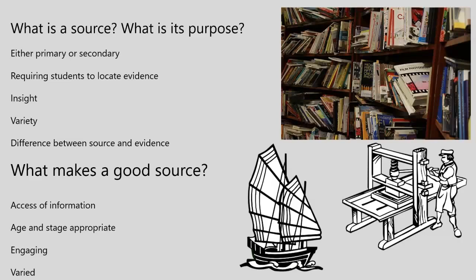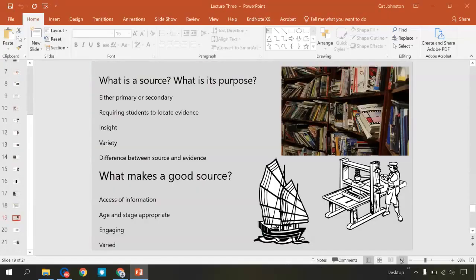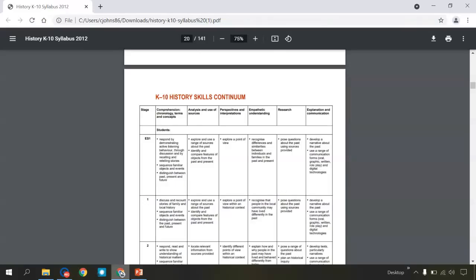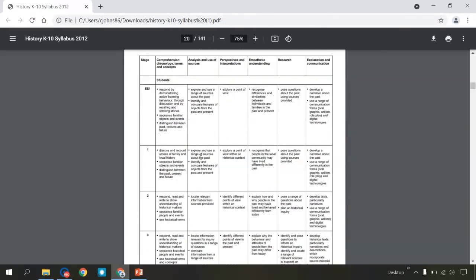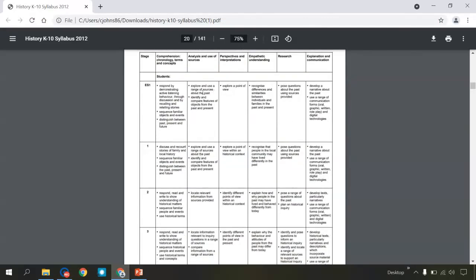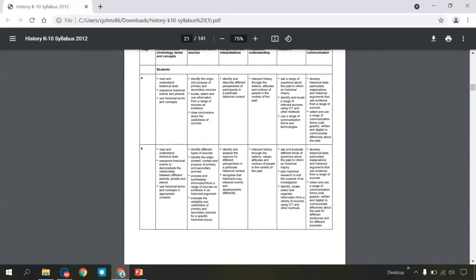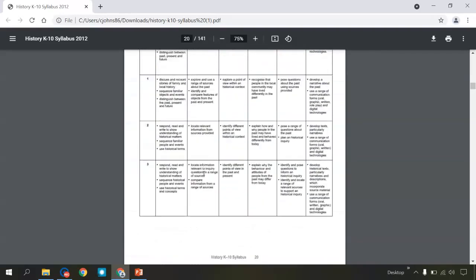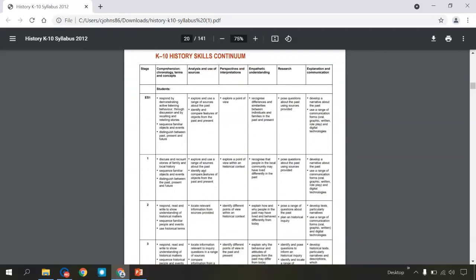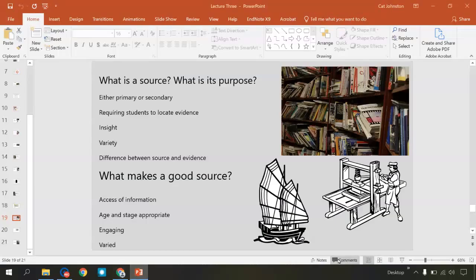I've showed you before. I'll just click out of here for a moment. Analysis and use of sources. I kind of went through that one, I think. Yeah, I did go through that one. Just having a look at that skill and how that builds. I won't go through it again because I've already gone through that one.